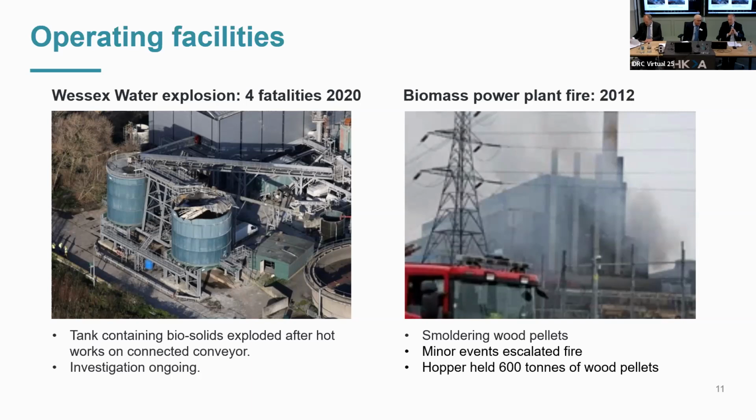The second incident is a biomass plant fire, which was due to smoldering wood pellets which ignited. It was a really large hopper that held 600 tons, and there was a layout issue. If the silo had been laid out in a different way, maybe it would have been a smaller fire.